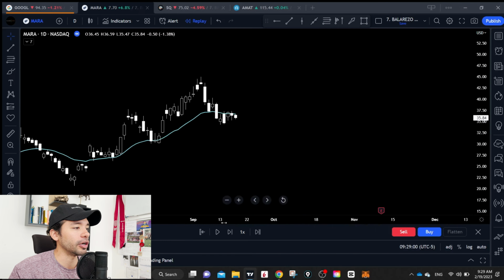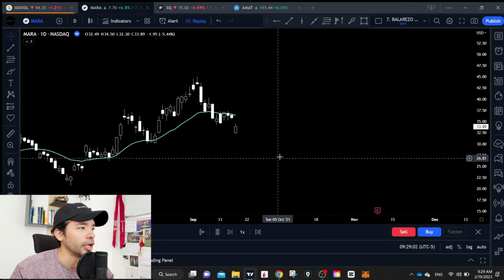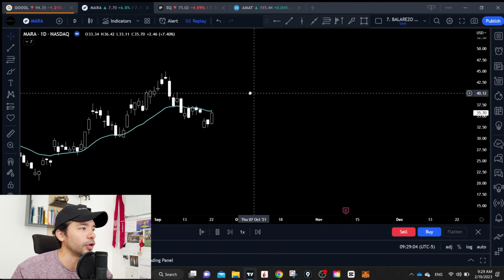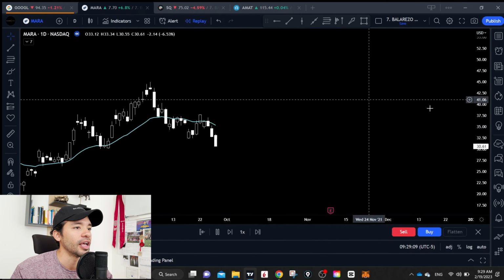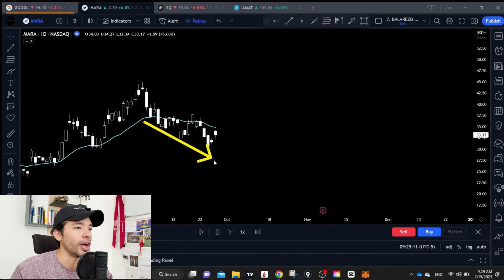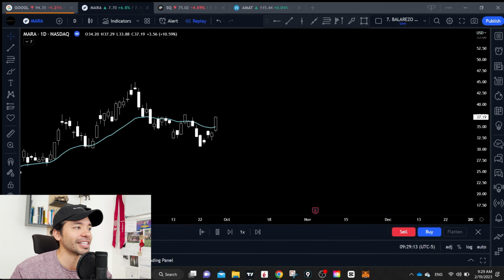So let me just hit play here so that we can take a look at what Mara is doing. You can see that Mara broke the 21 exponential moving average, moved to the downside, tried to move above it, got rejected, and now we're moving to the downside, right? So that is the path of least resistance, and that's how we're going to use it.